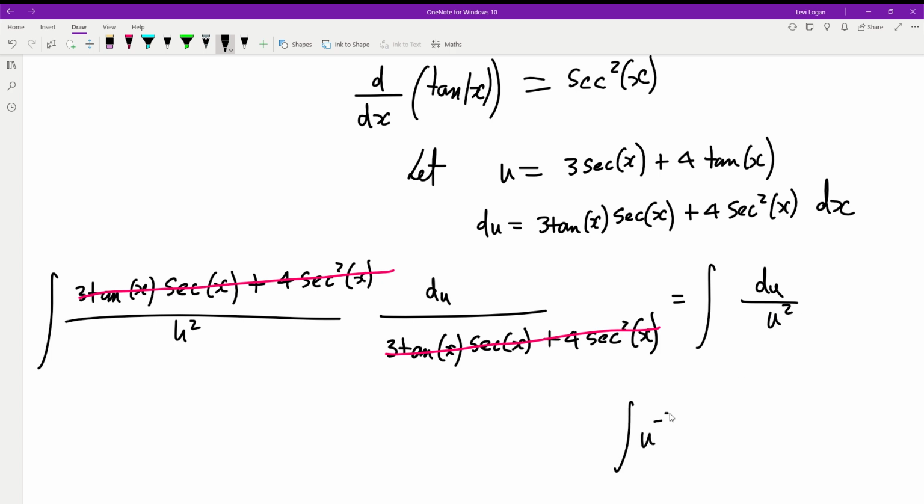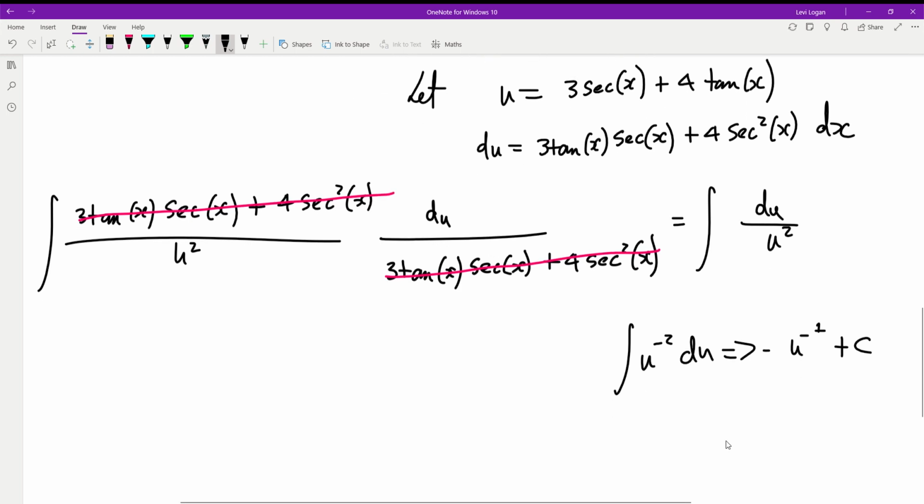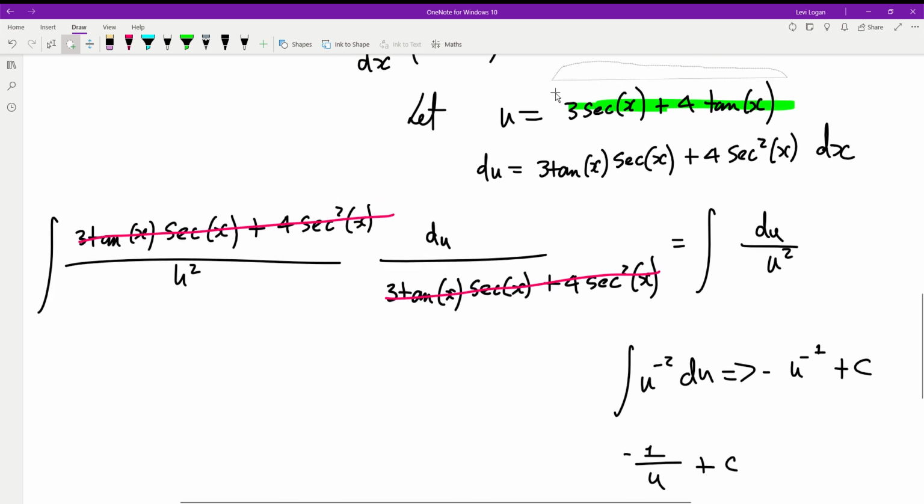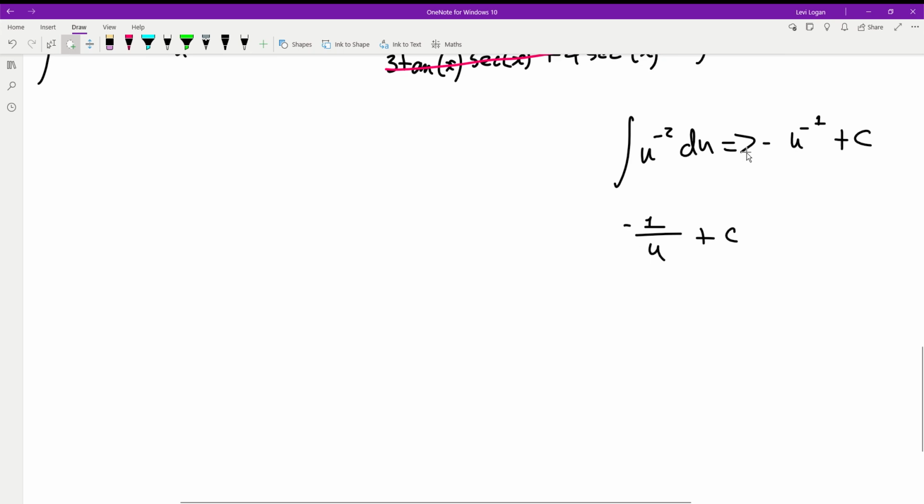We can rewrite as u to the negative 2 du. Therefore, add 1 to the power, divide by the new power, so you get u to the negative 1, negative, plus c. Don't forget the plus c because there's no bounds in this one. So it's going to be negative 1 on u plus c. And we decided what u was: u was this fella up here. So all I'm going to do is copy that, get rid of the u now, and bring that fella down here. It goes under there, plus c.